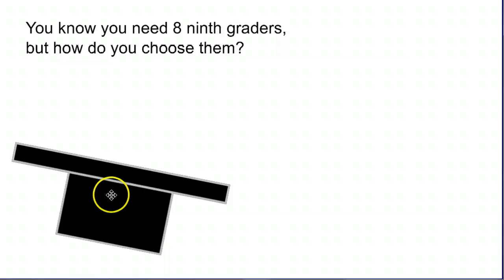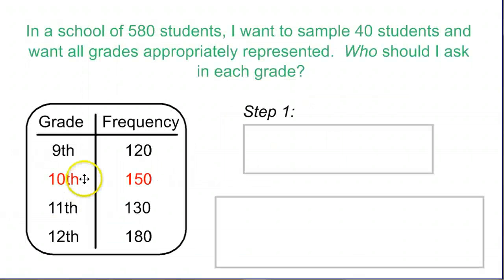We're going to go back and use our simple random sample when we do that. So just like before, we put all the names in the hat and randomly picked. This time we're going to only put the 9th graders in a hat and pick out 8 of them. So that's how we're going to choose our 8 9th graders. Then we repeat the process.